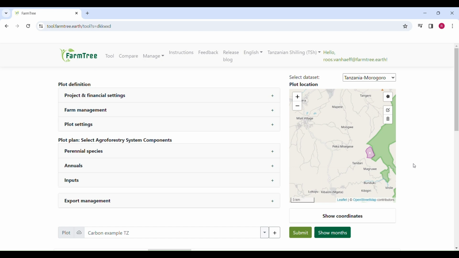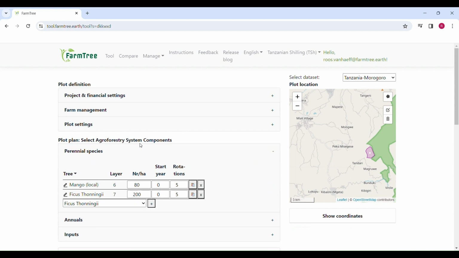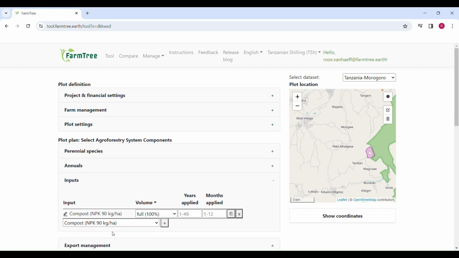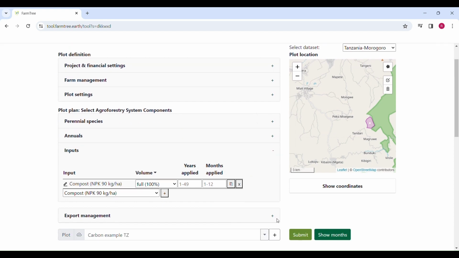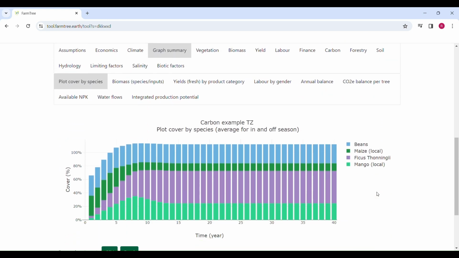In this video, let's have a look at biomass and carbon. We are somewhere in Tanzania with an area of 100 hectares where we grow mango and ficus trees, maize and beans, and where we add compost to the soil. We submit, and we see that indeed our plot is covered by mango, ficus, maize and beans.